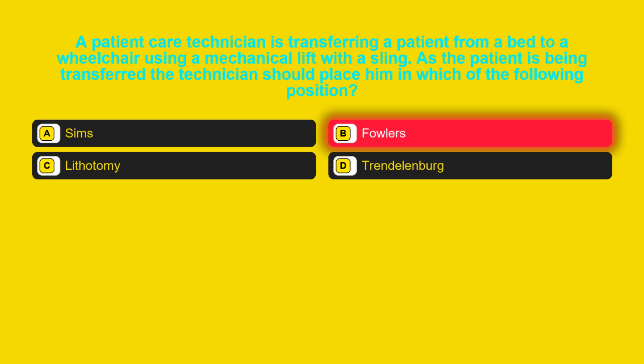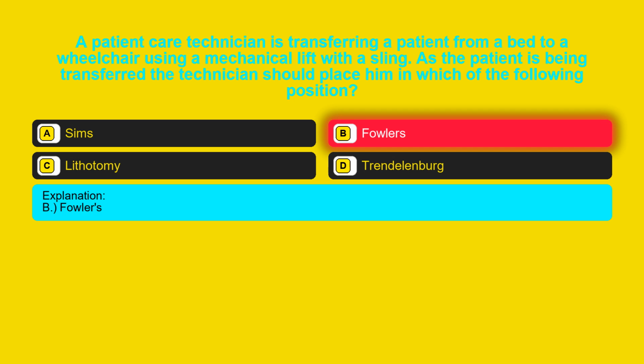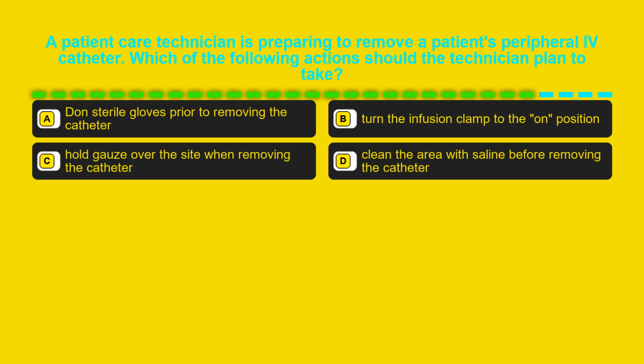The correct answer is option B. Fowler's. Question 49. A patient care technician is preparing to remove a patient's peripheral IV catheter. Which of the following actions should the technician plan to take?